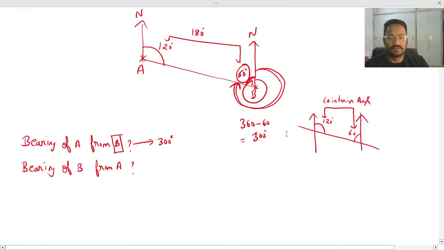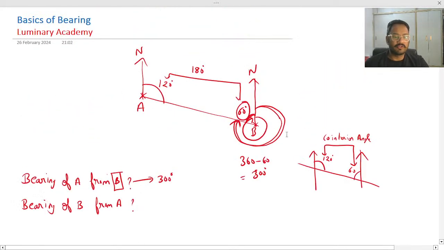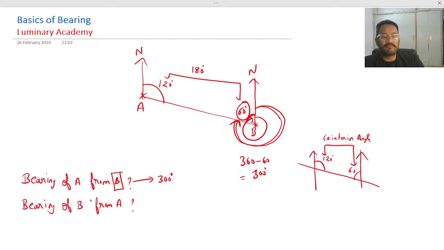Now focus here. Bearing of B from A. This means after "from", whatever is written, you need to go to that point, A, and measure till B. So this is the answer. The answer is 120, which is already given. So the answer is 120 degrees.